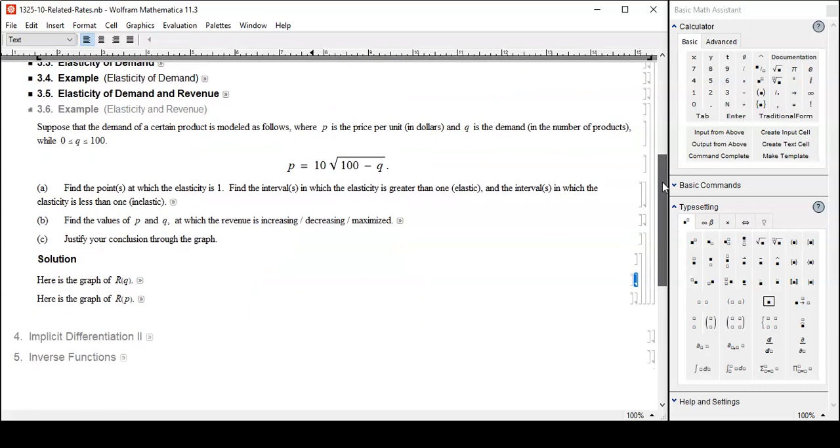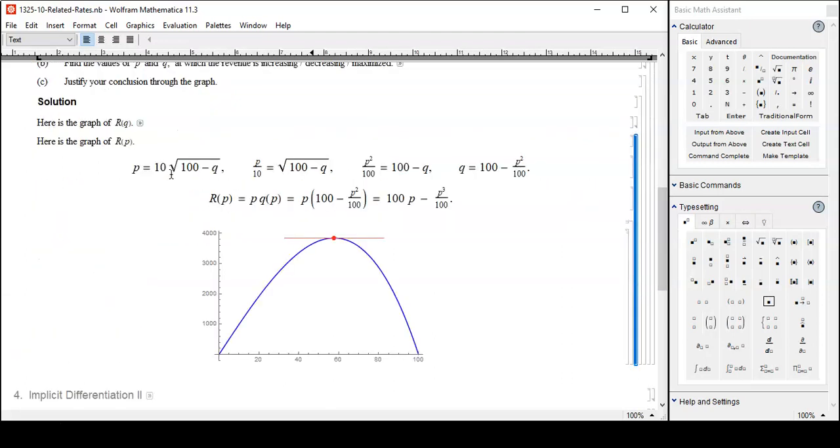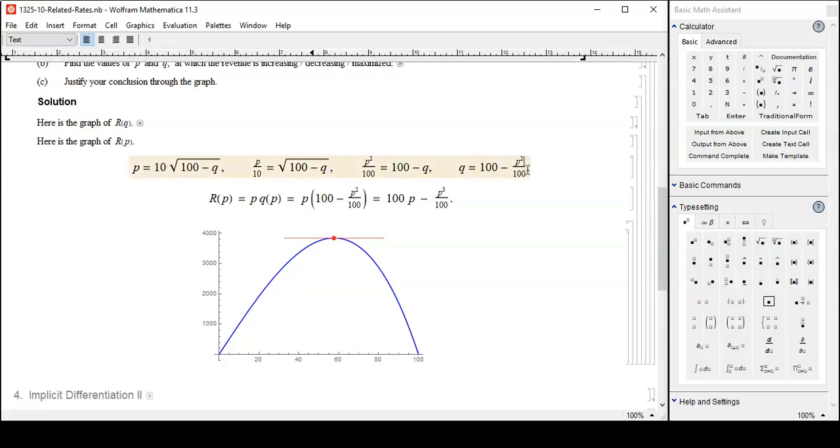Now what about the maximizing price? Well, P is given as a function of Q, but you can solve it with respect to Q. So flip this 10 over to the other side, square both sides, and solve for Q, and you get Q as a function of P. And then revenue is P times Q, and Q is a function of P. Plug in that expression and simplify, we get this cubic expression.